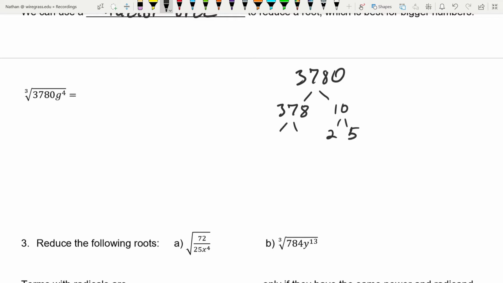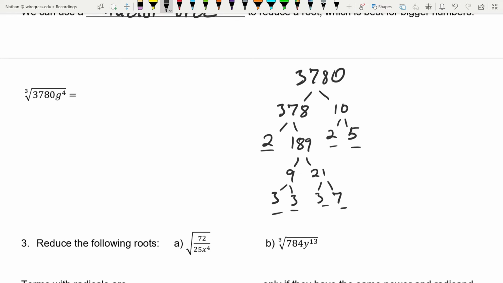2 is the smallest prime number, and 378 can be divided by 2. So 378 is the same thing as 2 times, let's see, let me make sure of that. Yes. 189. That's the same thing as 9 times, let's see, 21, I believe. And 9 is the same thing as 3 times 3. 21 is the same thing as 3 times 7. And so what I have here is I have prime numbers at the end. I've got 2, 3, 3, 3, 7, 2, and 5.